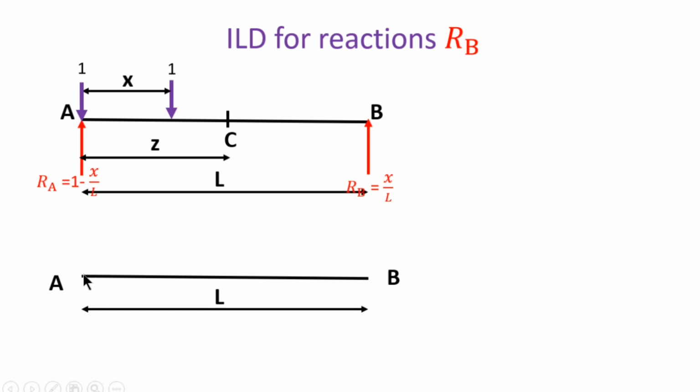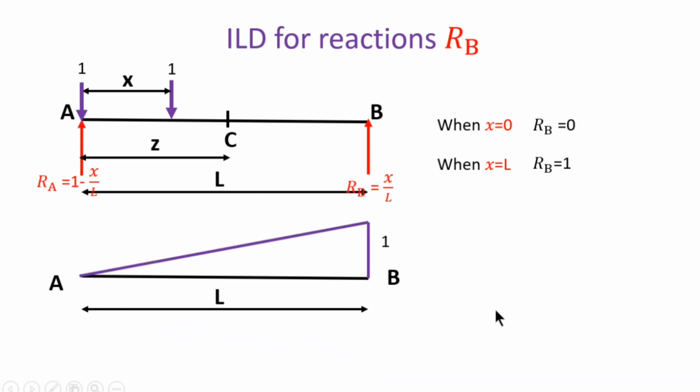Now draw the line AB full length. Then when x equal to 0, we know Rb is equal to 0. It means at here, when x equal to 0 means at the A, this Rb is equal to 0. Then when x is equal to L, it means at the B location, Rb is equal to 1. Now join this line A to B, 0 to 1. So this is the ILD for reaction Rb.